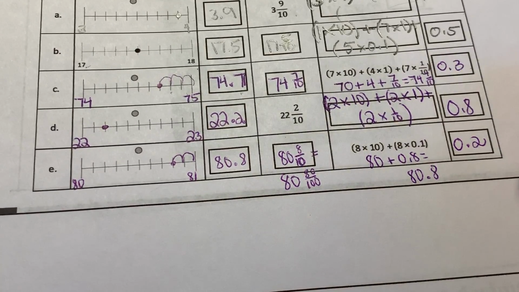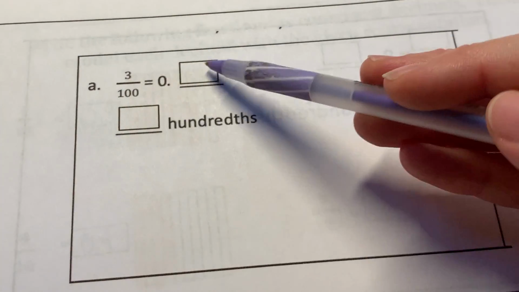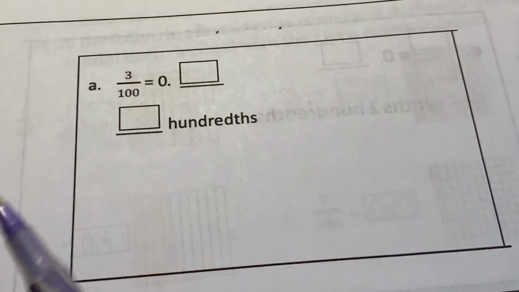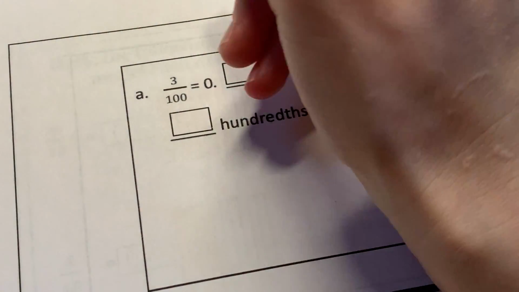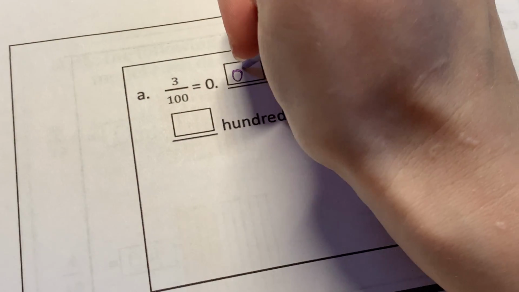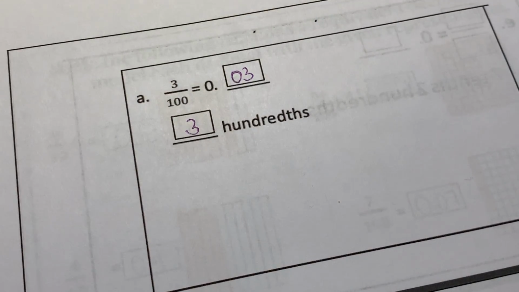All right, so on these next ones, you just need to fill in the blanks. 3/100 is equal to what as a decimal, and how many hundredths is it? Go ahead and try this one on your own. All right, 3/100 is equal to 0.03, and it's equal to 3 hundredths.